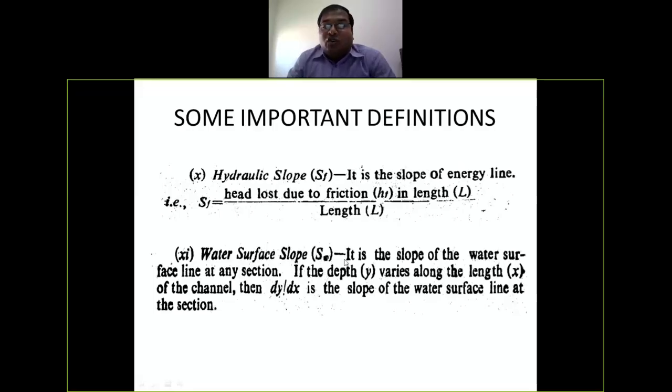It is the slope of the water surface line at any section. If the depth y varies along the length x of the channel, then dy by dx is the slope of the water surface line at this section.